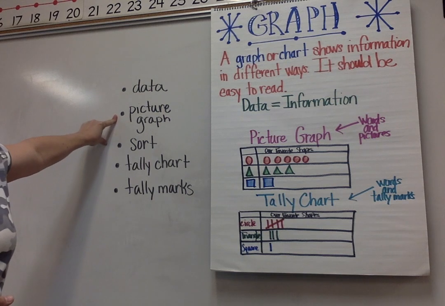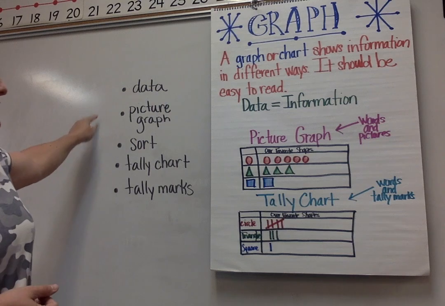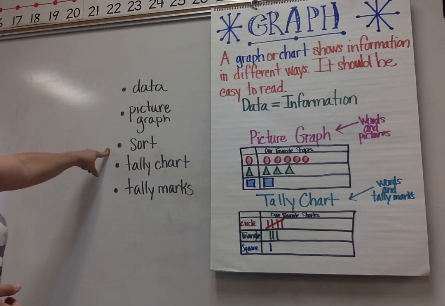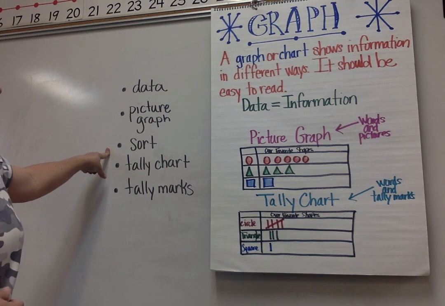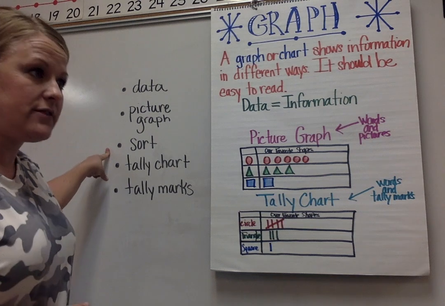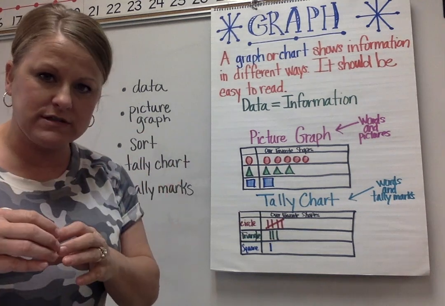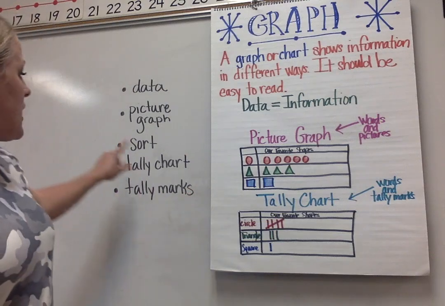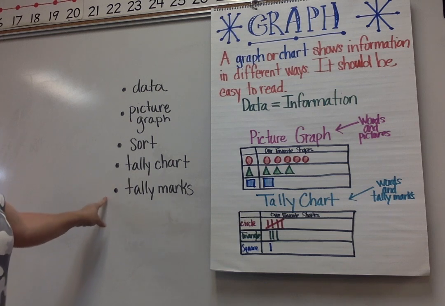A picture graph, just like it says, uses pictures to show the information that you've gathered. You can sort things. For example, if we had different color Legos and I asked you to sort the Legos, you would put all the green ones together, all the yellow ones together, all the blue ones together, and so on. You sort things.